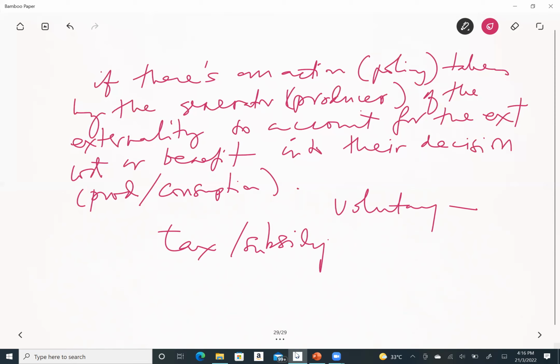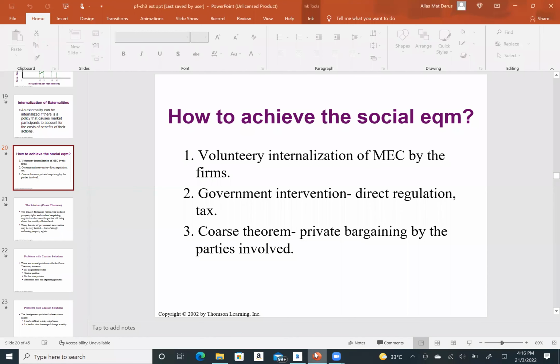So these are the three ways of internalization of the externalities. And by doing that, we will get the social equilibrium. Okay. All right. Any question? Any comment? Good. All right. So now let's do the voluntary internalization.